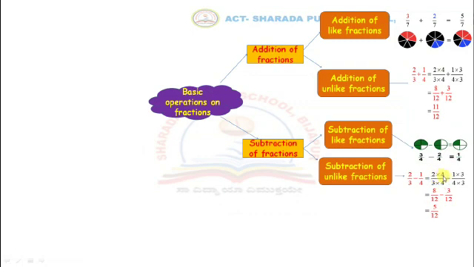4 into 2, 4 2s are 8. 4 3s are 12. Minus 1 by 4. How do I get 12 from 4? I need to multiply 4 by 3. That same number I am multiplying to the numerator. 3 into 1, 1 3 is 3. 4 3s are 12. 8 by 12 minus 3 by 12. These two are like fractions. I am writing 12 as the common denominator. I have to subtract 8 minus 3. 8 minus 3 means 5. 5 by 12 is the answer.